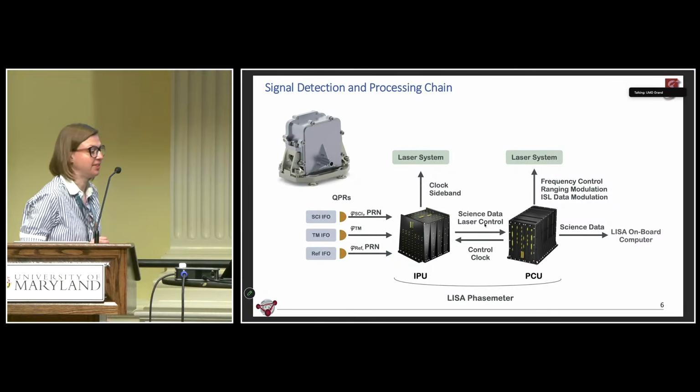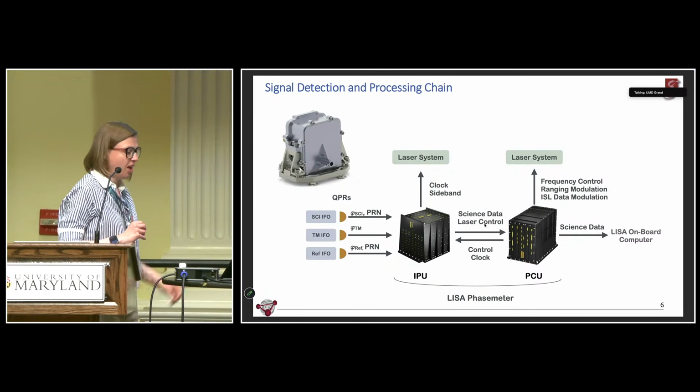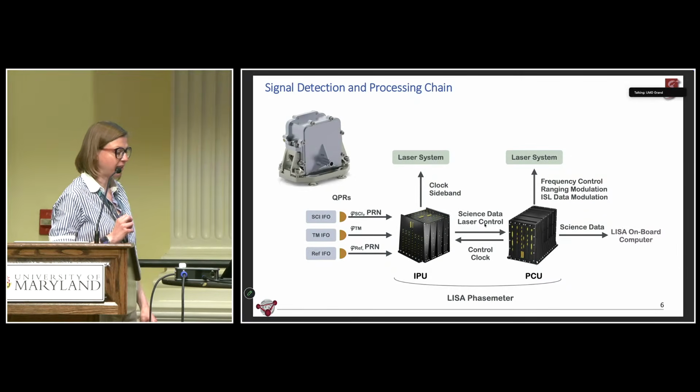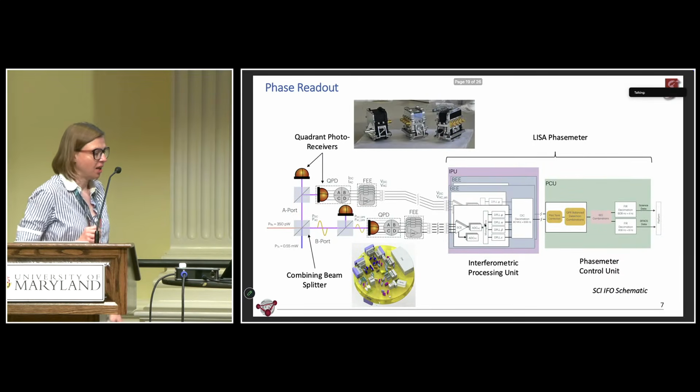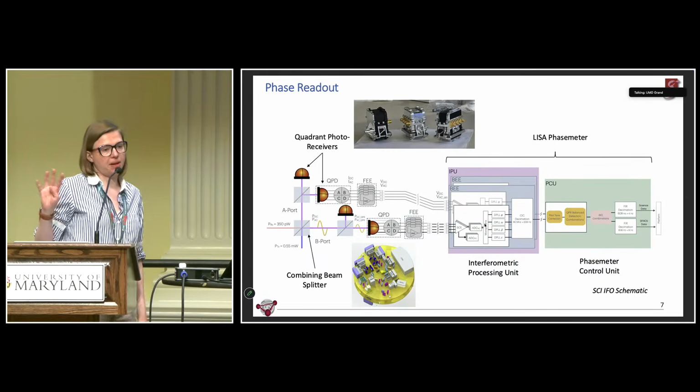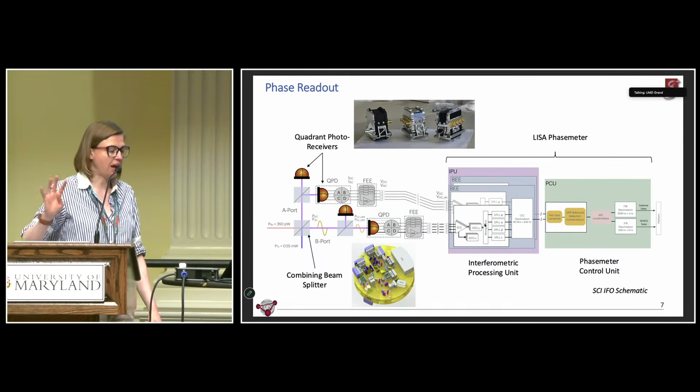So what is the signal detection and processing chain? We actually already heard a lot from Ryan yesterday. This is the rendering of the units that comprise the signal detection and processing chain. It's a quadrant photoreceiver that detects light on the optical bench, an interferometric processing unit, and a phase meter control unit, both being the LISA phase meter units. So I want to concentrate on the three main functions of the SDPC and how we verify them.